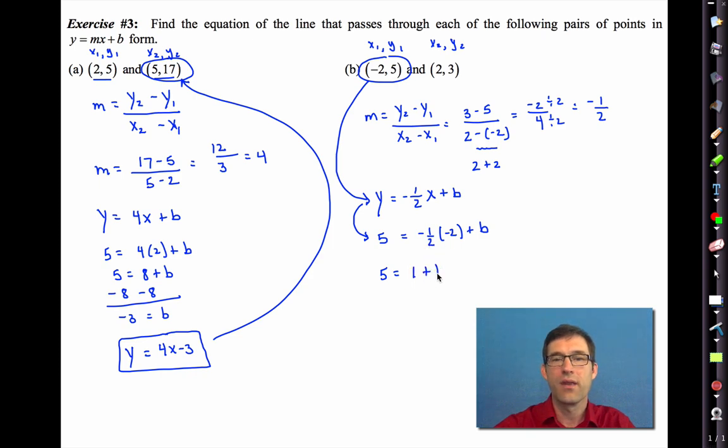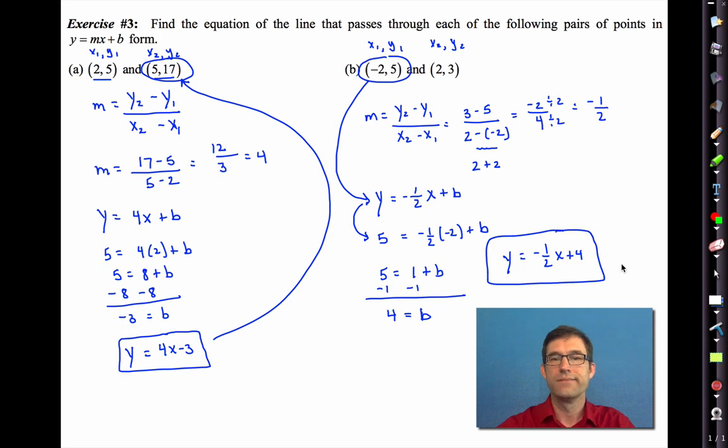All right, the rest of this is going to be pretty easy. Subtract 1 from both sides. We get b is equal to 4, and y equals negative 1/2 x plus 4. There it is. All right, let's keep going. What I'd like you to do is pause the video right now, think hard about what you've seen. It's a step-by-step procedure. It's the same steps again and again and again, but they're very, very important.